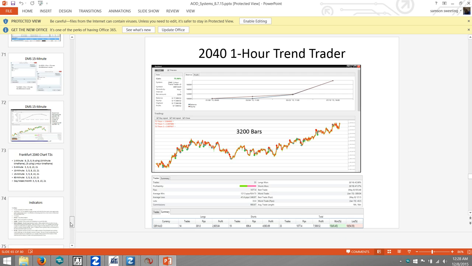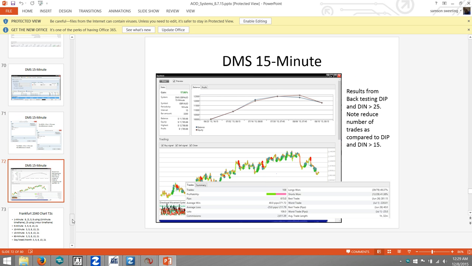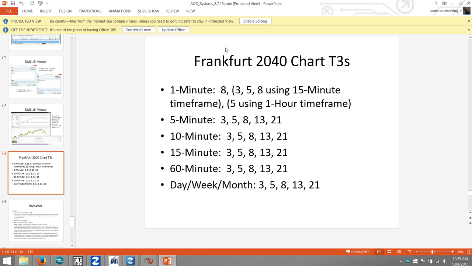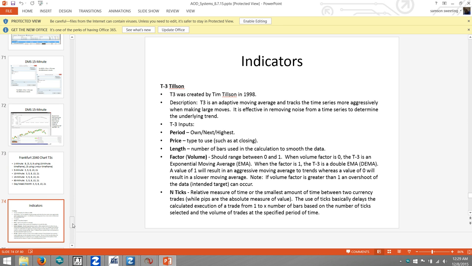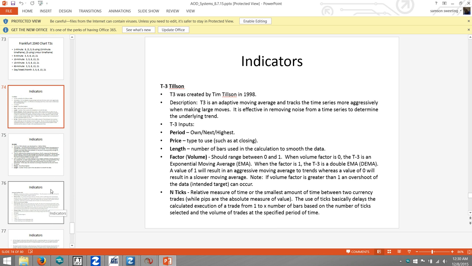And then he explains all the indicators, the DMS 15-minute crossover, the profit factor. Then this is the 2040, because the Frankfurt 2040 T3 chart from 1 minute to day, week, and month. It adapted to any trading style. Okay, and then he has all the information on the T3 Tilson. I mean, it's just a wealth of information. That's just this particular one. I mean, I could go on and on.